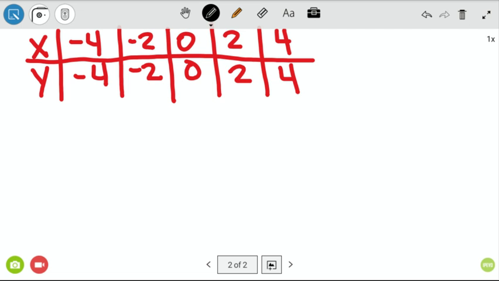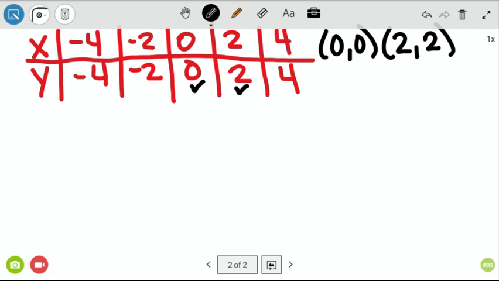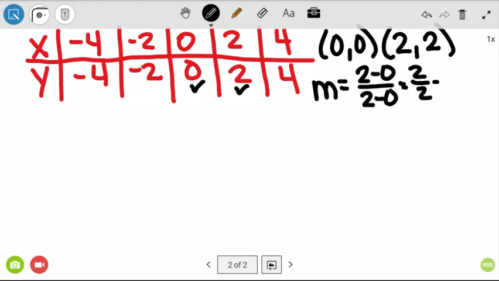So if we look at 2 ordered pairs, I'm just going to use 0, 0, and 2, 2. So those are just 2 random points. You could have chosen any 2 ordered pairs from the table, but I'm going to use this to find the slope. 2 minus 0 over 2 minus 0 equals 2 over 2, which is 1. So the slope of this line would be a +1.